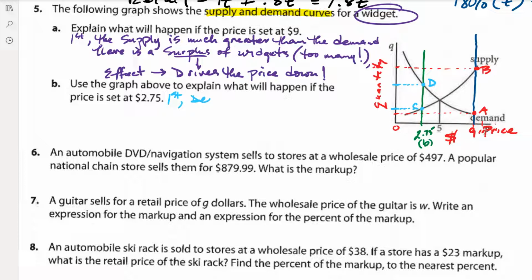The demand is much greater than the supply, which means there's not enough inventory. There's a shortage, okay? So there's a shortage of widgets. Now remember, widget is a general term for just a product being produced in the factory.